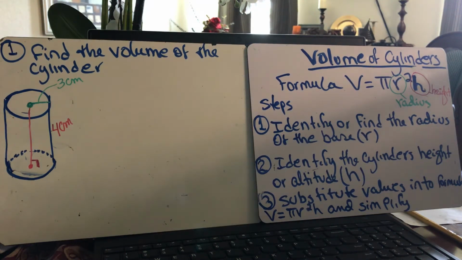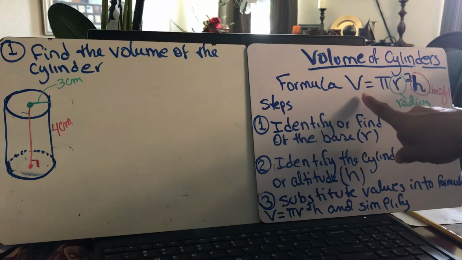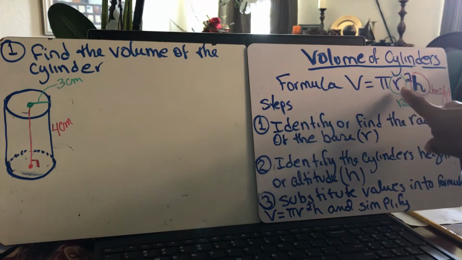Today you guys are going to learn how to find the volume of a cylinder. To find the volume of a cylinder, there's just a very easy formula, and I wrote it down on the steps. The formula is just going to be volume equals pi r squared times h.